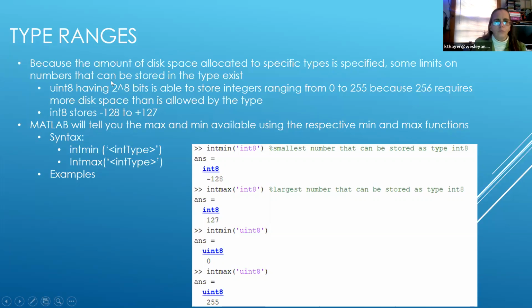So you can work out what it's going to be because you can just raise 2 to the power, but in case you didn't happen to remember what those are, you can just use MATLAB to tell you the max and min available using the respective min and max functions. So here is an example. You can do intmin and intmax. And so here are some examples as to what numbers you can store inside which variable type.